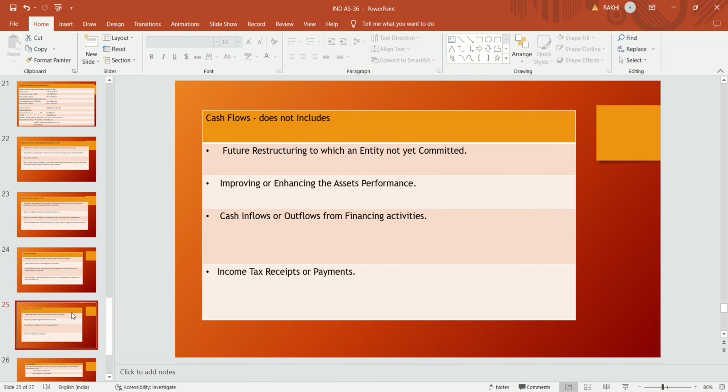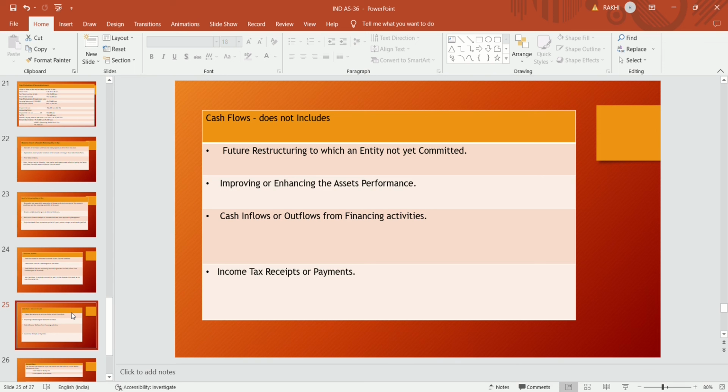Then what cash flows are not included? Future restructuring. If the company says, yes, we will do future restructuring, so after 5 years higher cash flow is to be taken into consideration while determining. No, it is not included. If the company plans to restructure the entity, which is not yet committed, we will not take it into consideration for determining the value in use, for determining the cash flow.